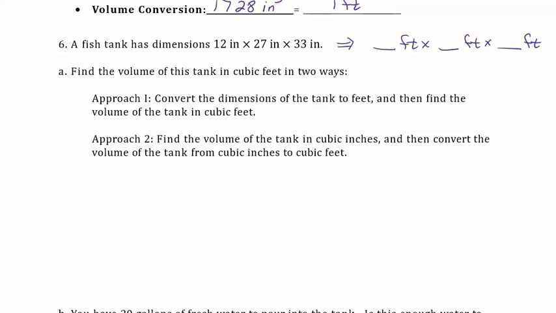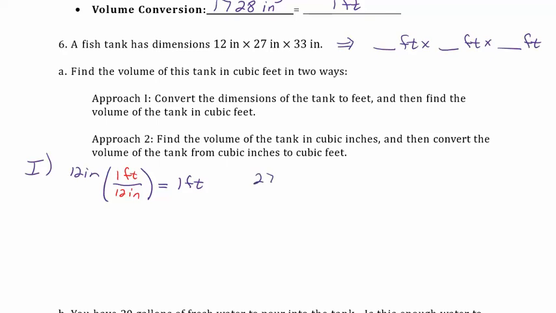All right, let's do approach 1. If we convert each of these into feet, we want to convert 12 inches into feet, so we're going to multiply that by 1 foot over 12 inches. We could do this one in our heads. Some of these you could just do in your head, right? 12 inches is 1 foot, so the 12s cancel and we get 1 foot.